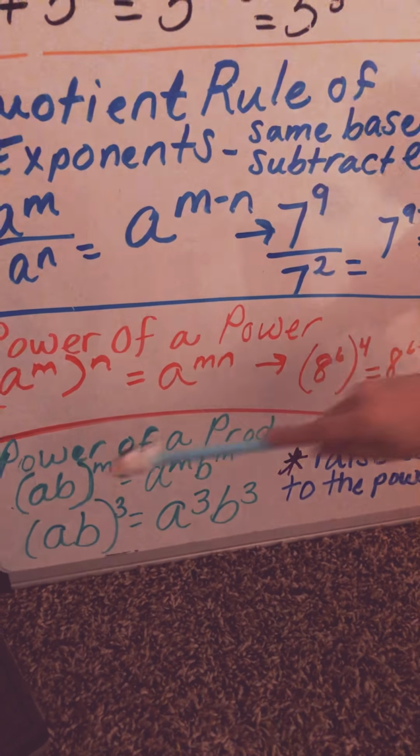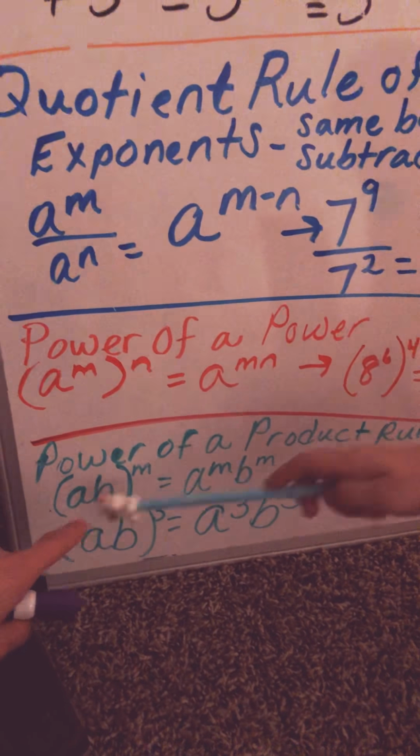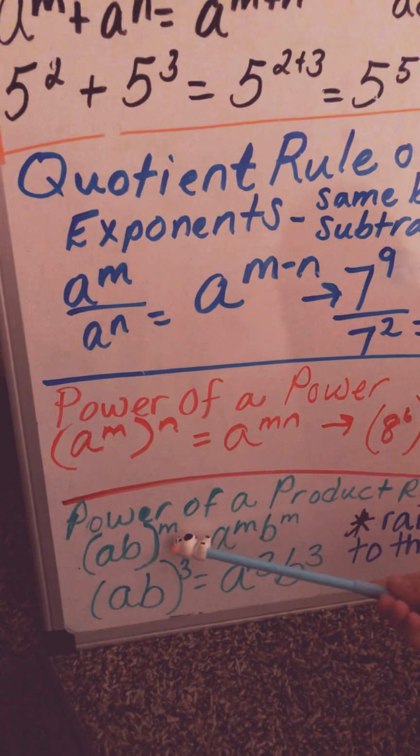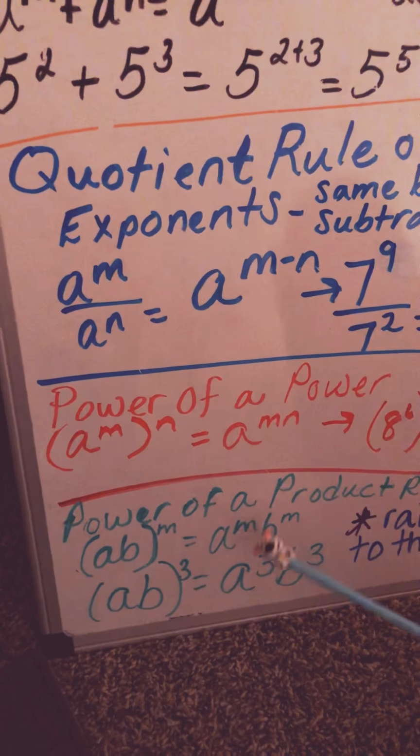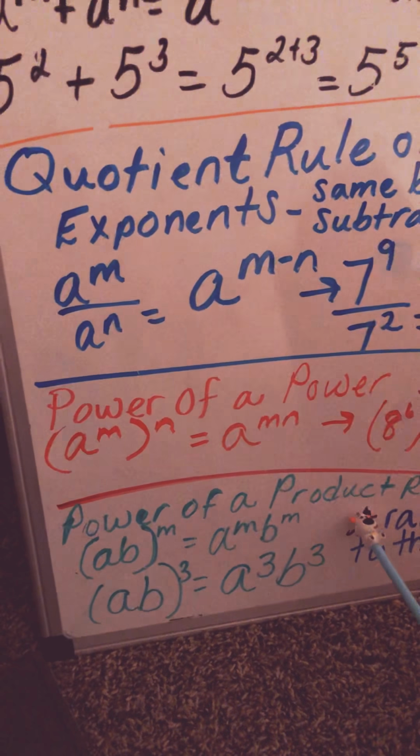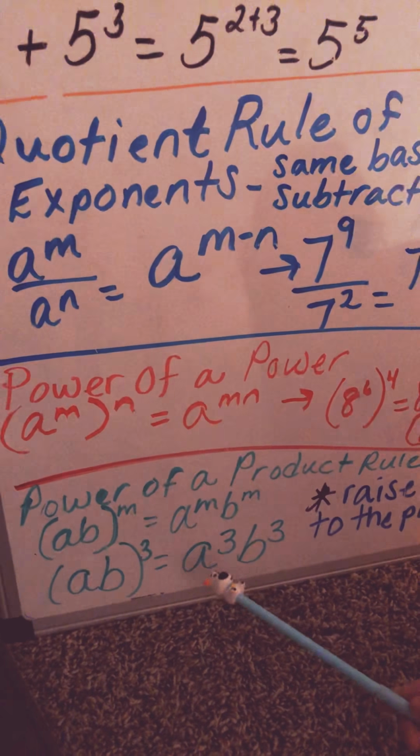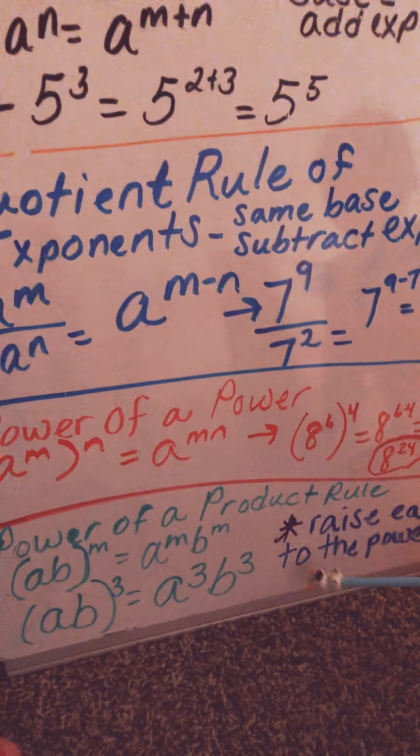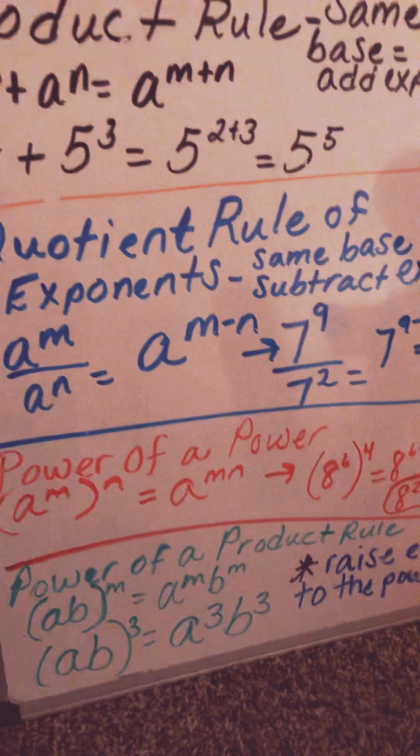Finally, we have the power of a product rule. That's where you have two numbers in the middle. Rather than a number raised to a power, you actually have two factors multiplying together, a times b to the m, and then you raise each of those numbers in the parentheses to the power, a to the m times b to the m. So for example, if you have ab cubed, you have a cubed and b cubed multiplying together. You're simply raising each number or variable in those parentheses to the given power outside of that. Those are the first 4 rules.